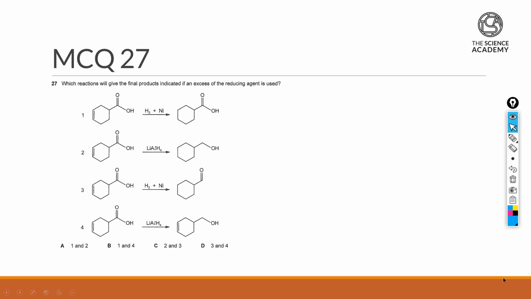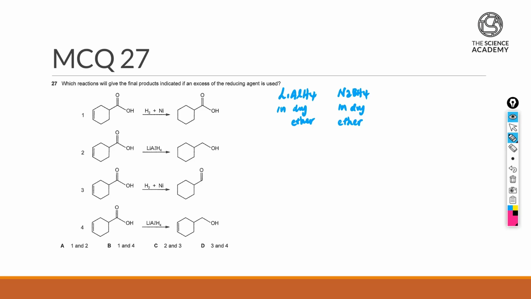In MCQ 27, we're going to take a look at the different kinds of reducing agents that are employed in organic chemistry, the functional groups that could be targeted, and the end product of reduction. Writing out all of the known reducing agents in organic chemistry, we have lithium aluminium tetrahydride in dry ether, followed by sodium borohydride in dry ether, a much weaker reducing agent as compared to lithium aluminium tetrahydride.